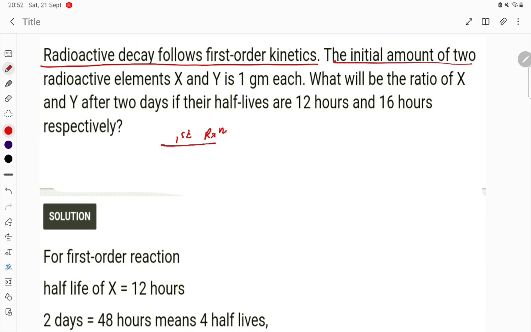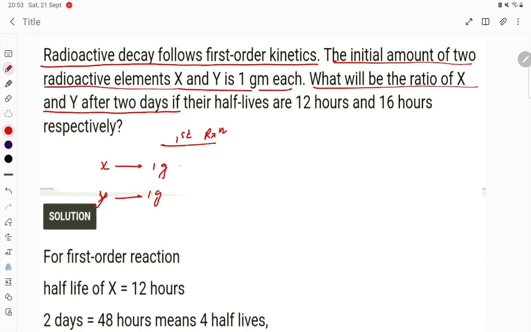The initial amounts of two radioactive substances X and Y are 1 gram each. What will be the ratio of X and Y after 2 days? So 2 days means how many hours, student? 48 hours. 48 hours means 2 days.